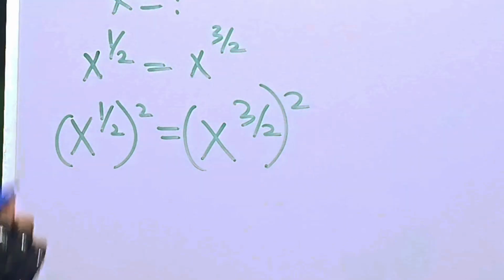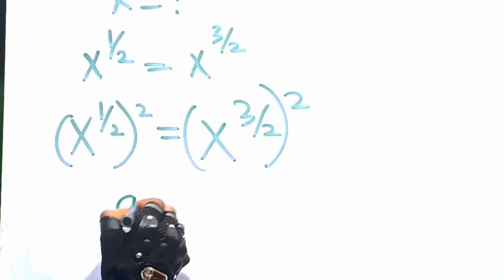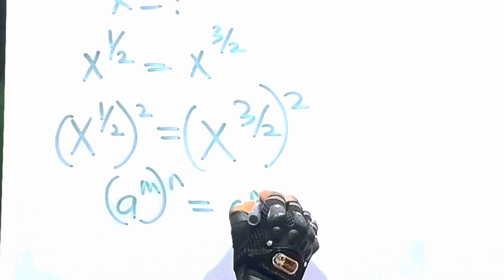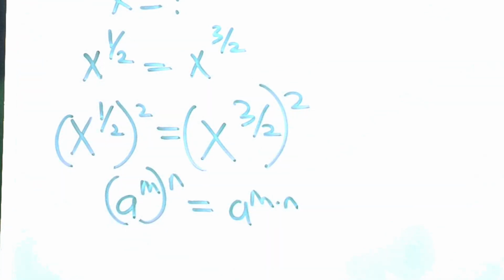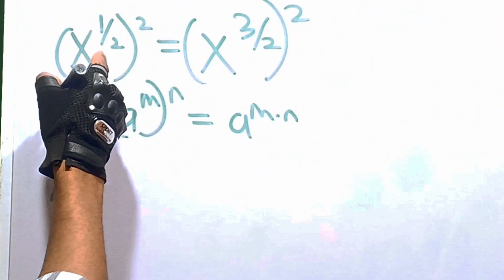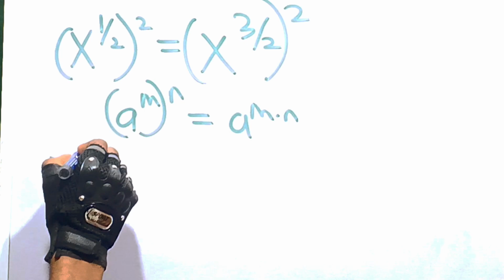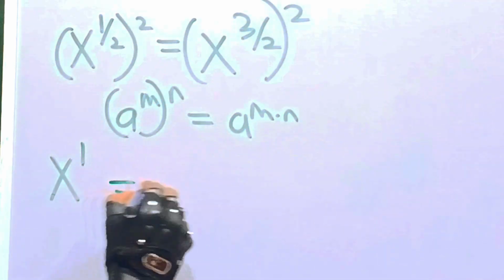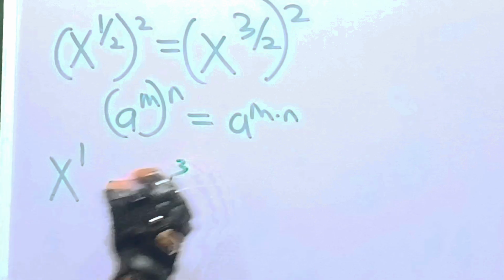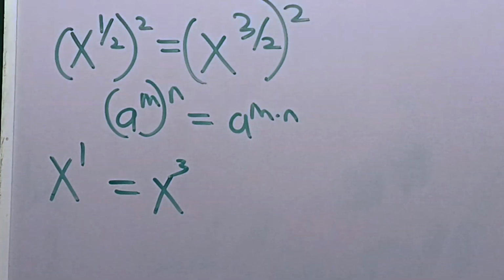Now, when you have a number a raised to power m, raised to the power of n, that is equal to a raised to power m multiplied by n, from the laws of indices. So doing the same thing here, we're going to have x raised to power half multiplied by 2, which is 1, equal to x raised to power 3 over 2 multiplied by 2, which is 3. Sweet deal.